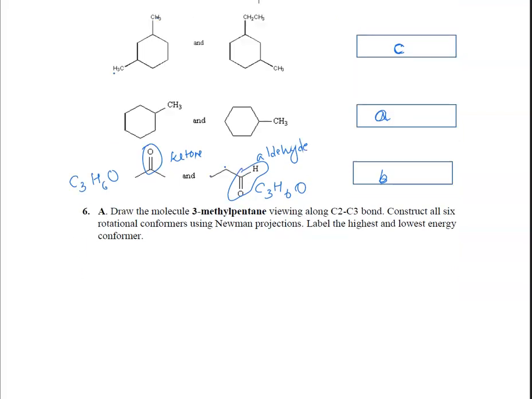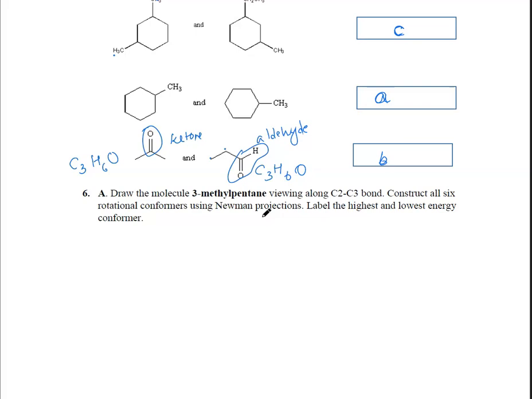The next question is draw the molecule 3-methylpentane viewing along the C2-C3. So this is a conformation question, and you have to construct all the 6 rotational conformers using Newman projection. Again remember Newman projection is where you represent the front carbon atom with a dark circle and the back carbon atom with an empty circle. And then you attach all the substituents onto the carbon atoms.